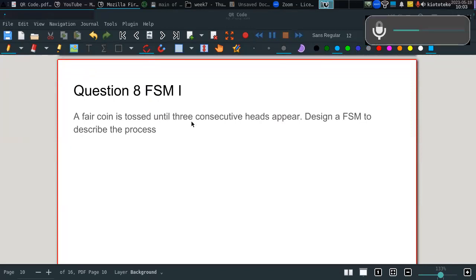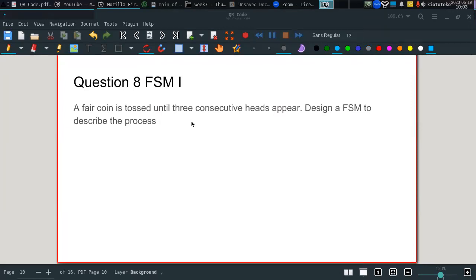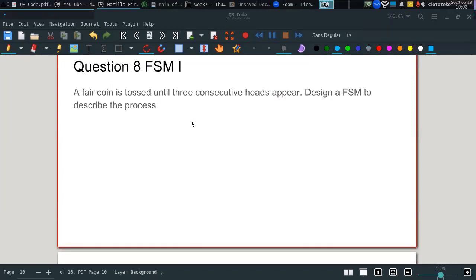So, first of all, we'll try some problems designing finite state machines. So let's see, no? A fair coin is tossed until 3 consecutive heads appear. Design a finite state machine to describe the process. So the first thing you need to check when you're designing your finite state machines is what our inputs and our outputs are, no?